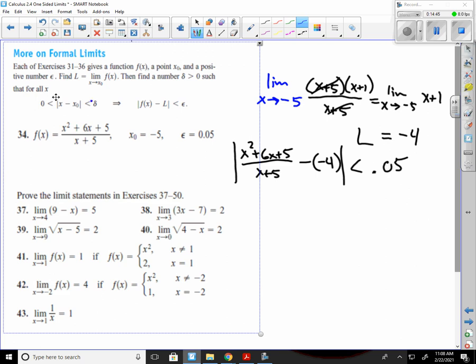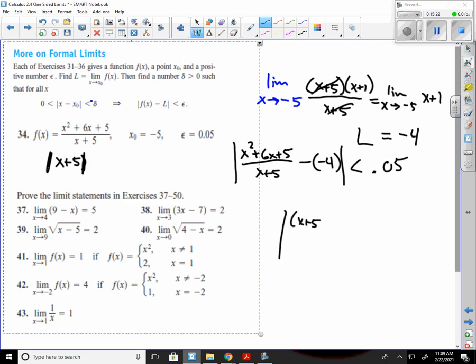Let's look at what our x minus x naught would be. Our x minus x naught is x minus negative 5, so that would be x plus 5. So that's kind of what I'm looking to get this equation to. If I break this down, it's going to be the same thing that we just did. x plus 5, and I'm still leaving it in the absolute value for now.